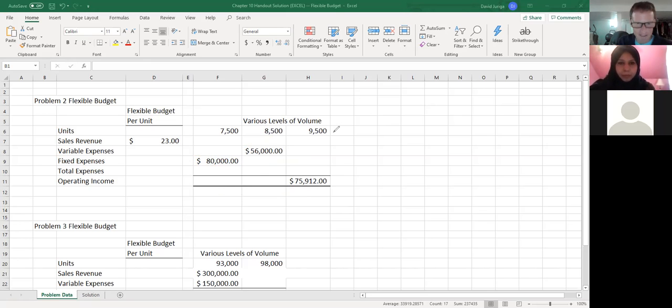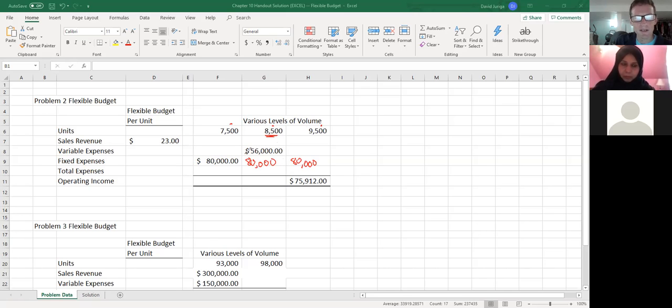Because that 80,000 is fixed, at 8,500 units, you're going to have the same fixed cost. So that's going to be 80,000, and that's going to be 80,000. And that's just using your rules of cost behavior. We're assuming that 7,500, 8,500, and 9,500 are all within what they call a relevant range.